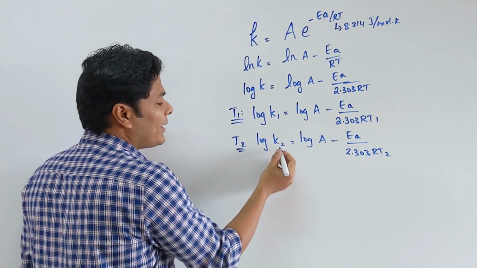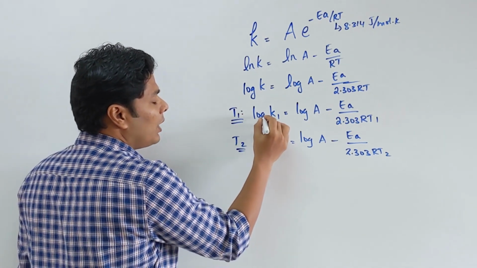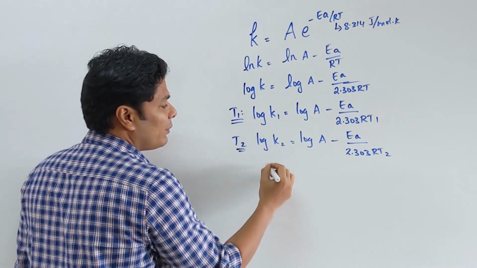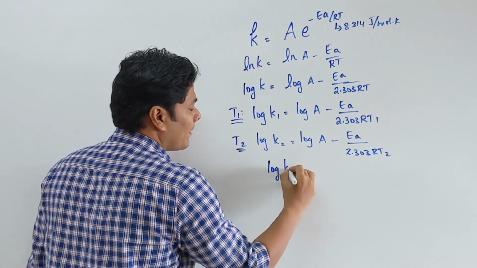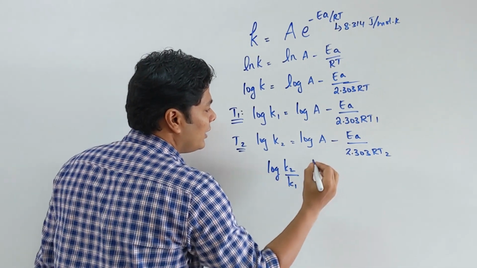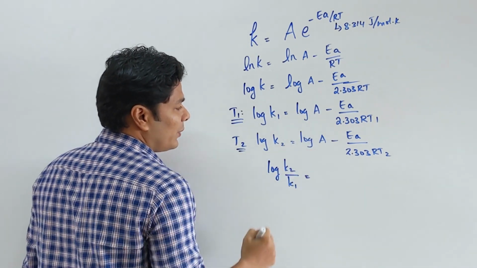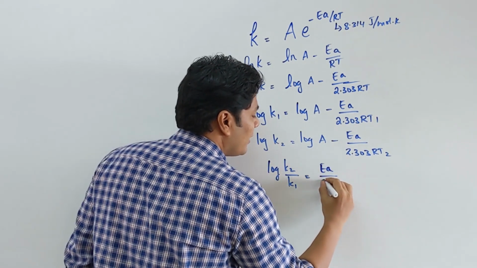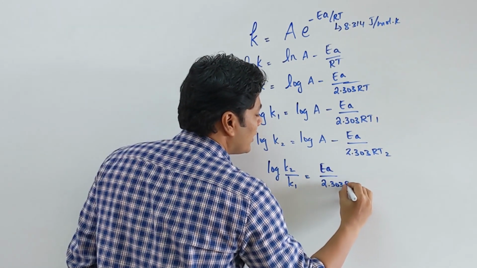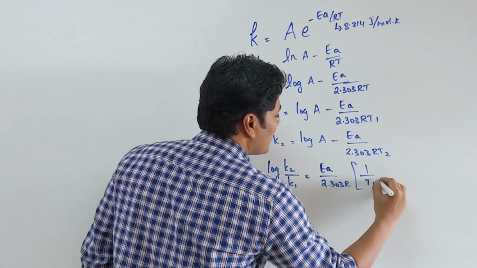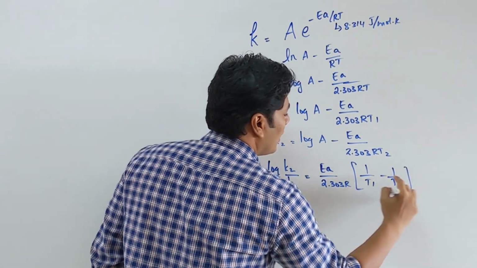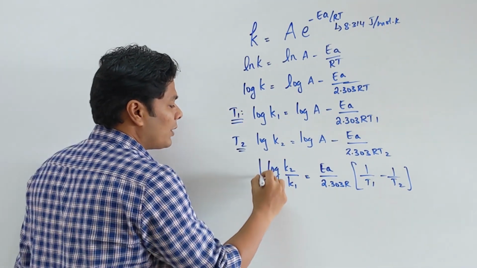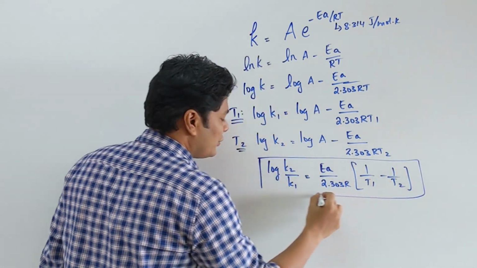Now how can you compare at two different temperatures? We can do the equation at T2 minus T1. So log K2 minus log K1, which is log of K2 by K1, equals, log A goes away, I'm going to take the minus inside, EA by 2.303 R times 1 by T1 minus 1 by T2, or you can do T2 minus T1 divided by T1 T2, however you want. You want to remember this equation. Questions do come based on this.